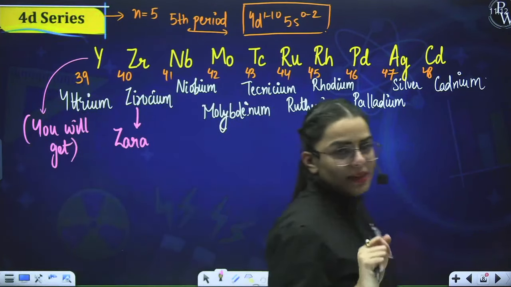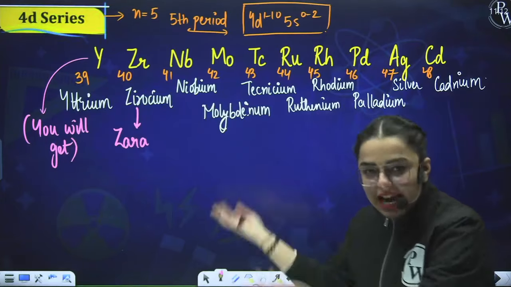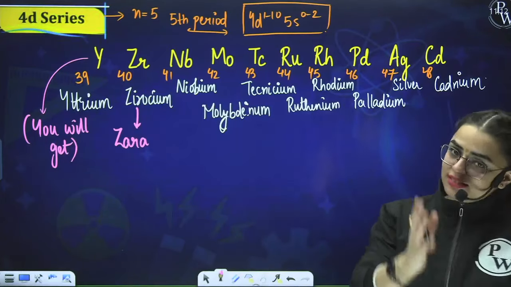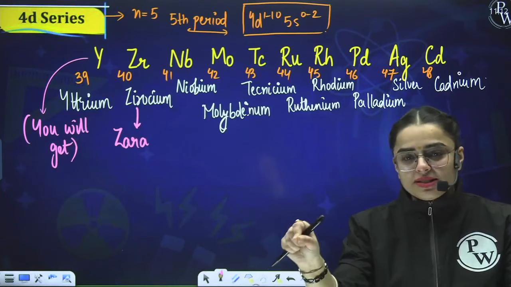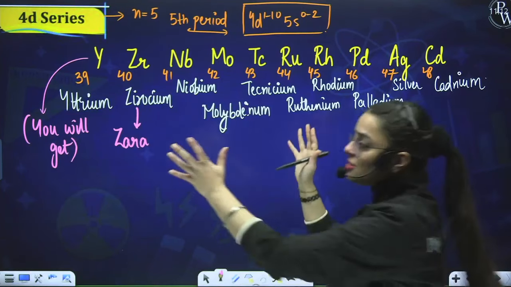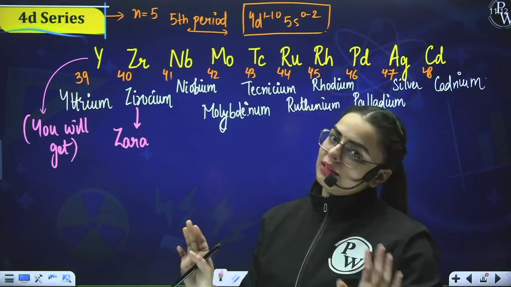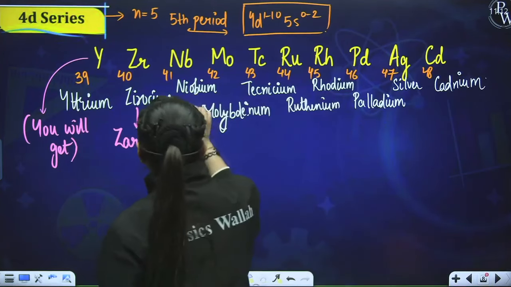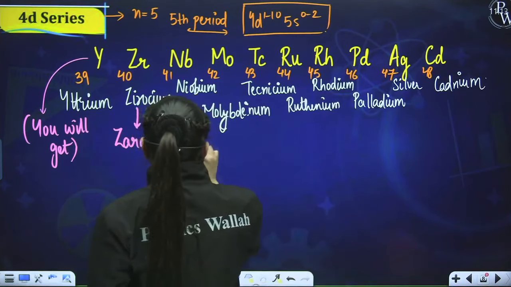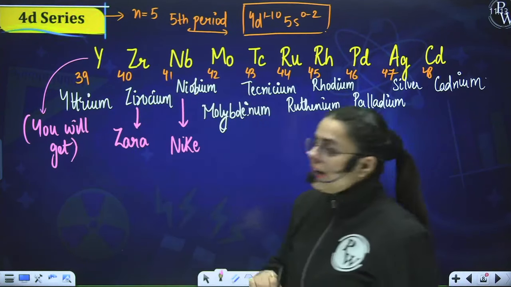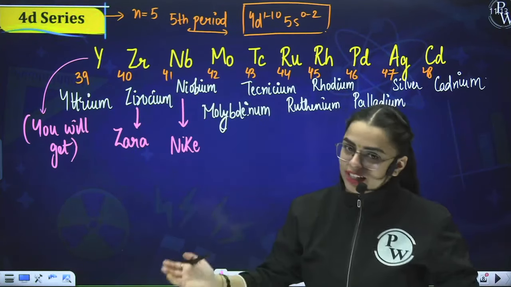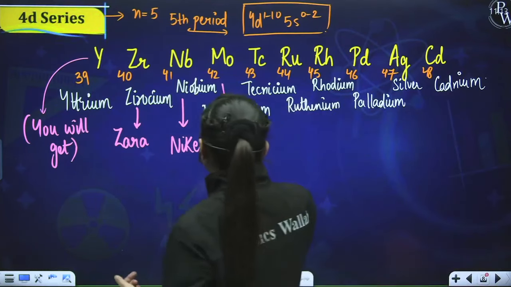Now, from Nb, it is the trick which I have made. You can make one on your own also, and if it is easy, you can learn that. You can write in the comment section. Students, if you find this trick easy to learn, you can do that. If you find another trick easy, you can learn that. It is up to you. From Nb, I have written Nike. Yes, Zara, Nike. From Mo, Mo stands for Monte Carlo, right? It is also a brand, right?